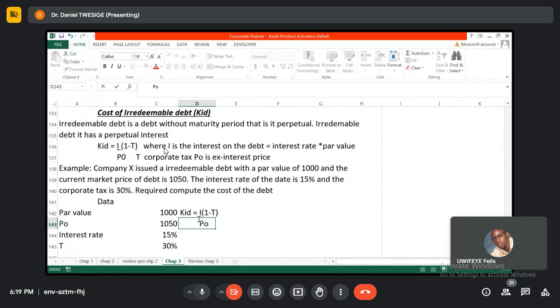then divided by the current price. So what do I have in the data, and what do I need to calculate? That is very important when you're calculating this. I already have the P0, I have the tax. What I'm missing is the interest. And how am I going to get the interest? It's going to be equal to par value, which is 1,000, times the interest rate of 15%. And I think we get 150.